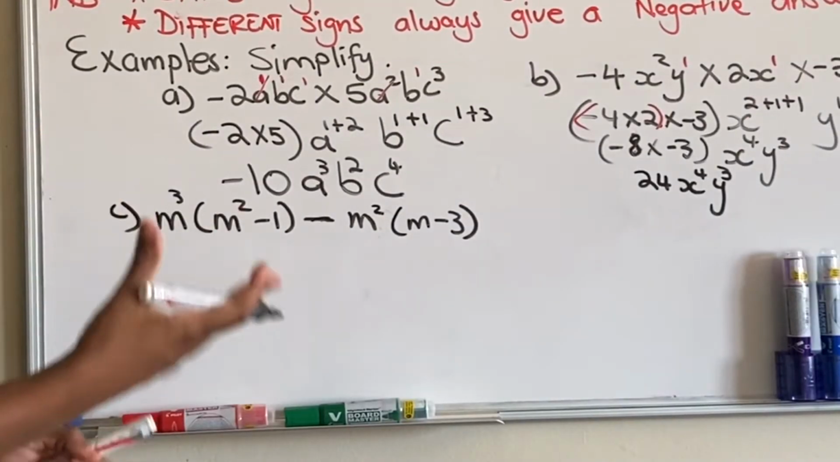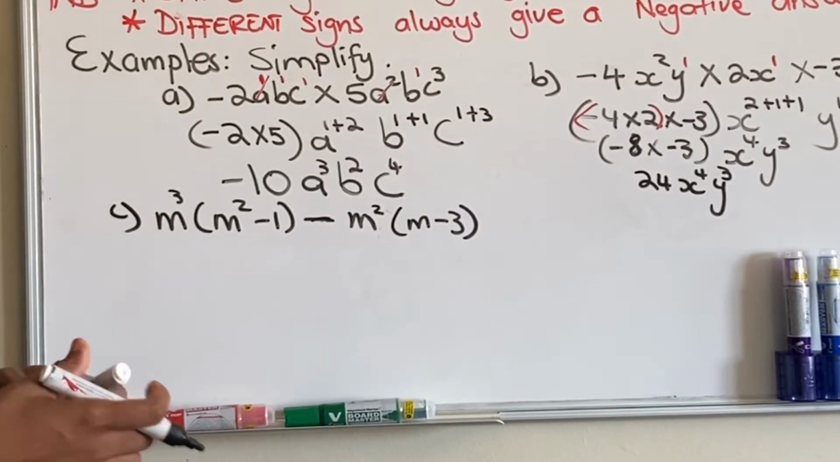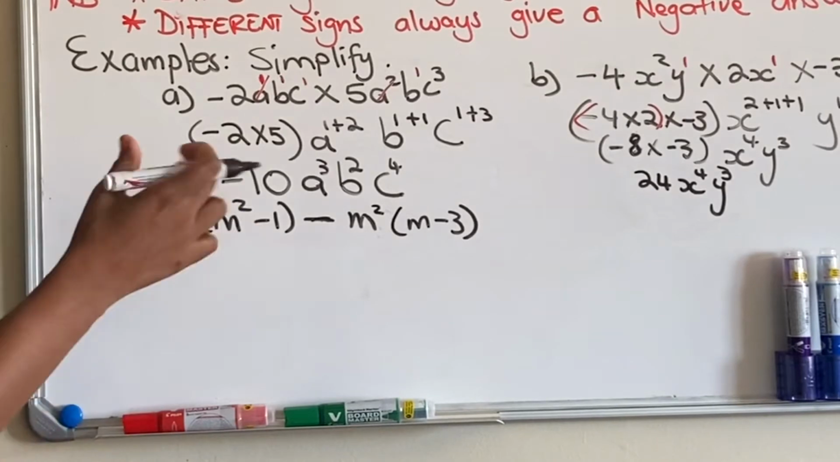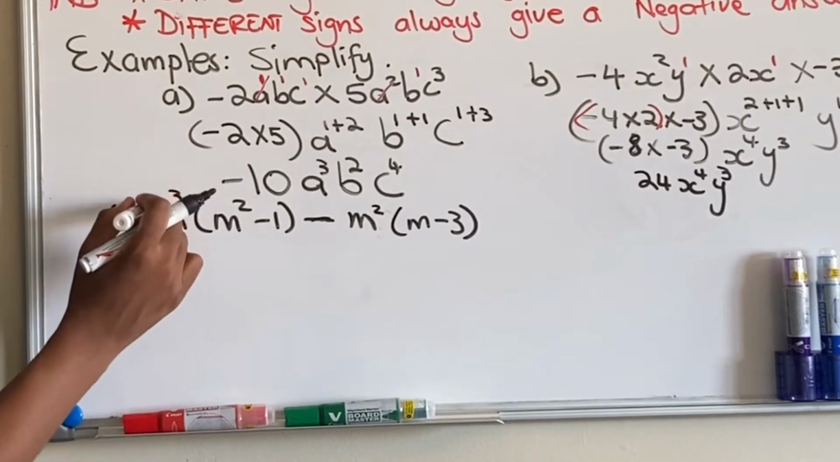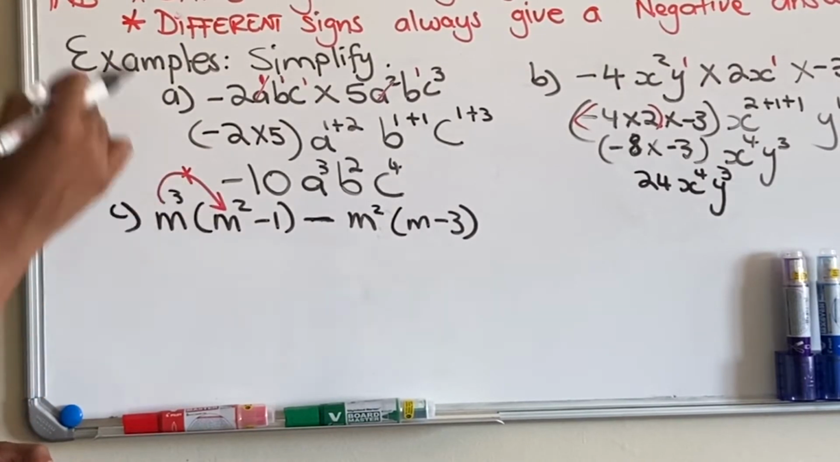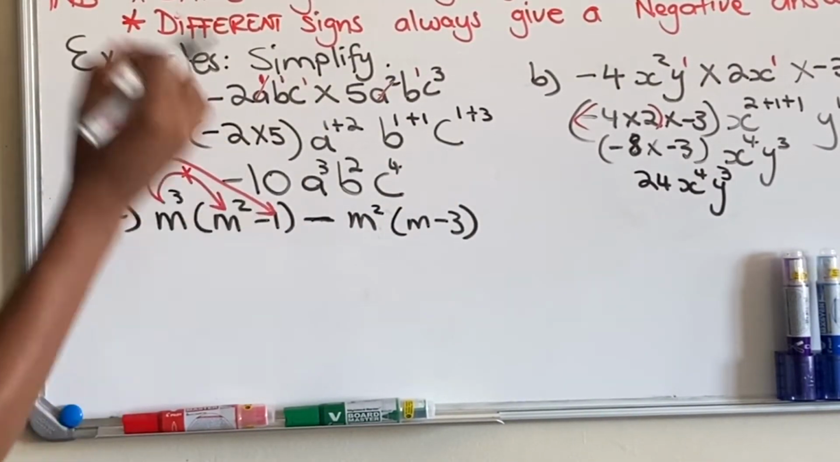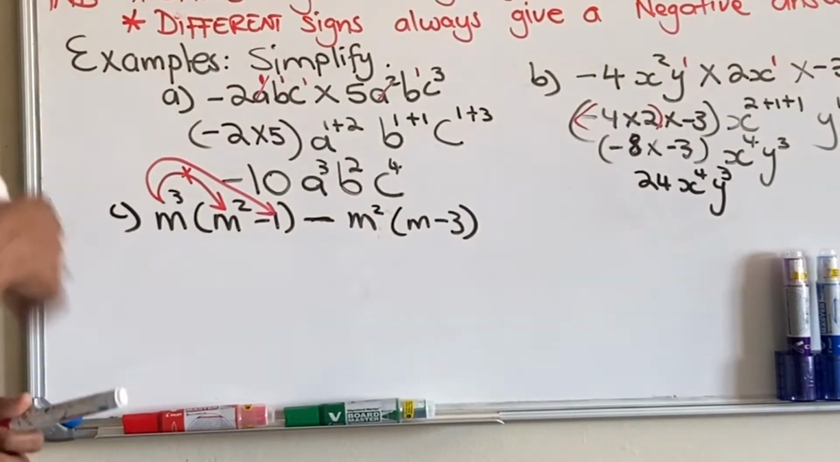So I try to add some spice in it just to make it much more beautiful and much more interesting. So what you do is, because we have brackets, we want to make sure that when you have something outside the bracket, you are going to multiply it in. So we're going to say m cubed times m squared. Then again, we will say m times negative 1. So m cubed times negative 1.